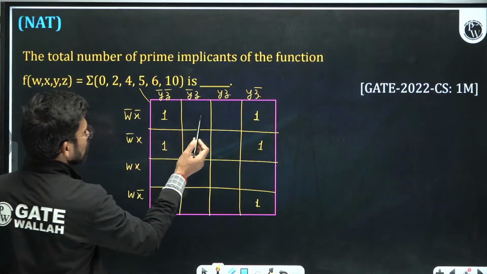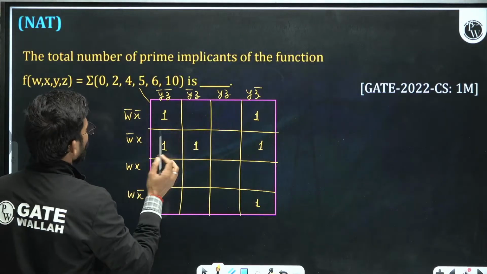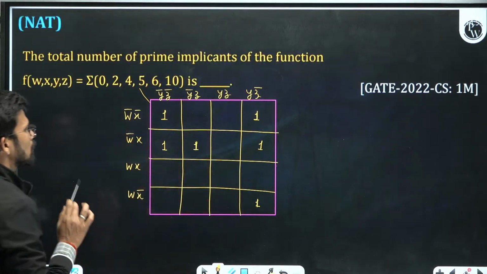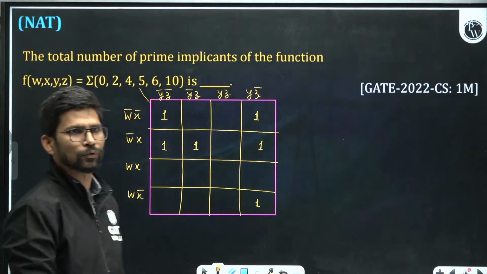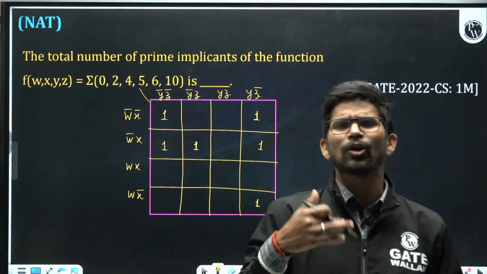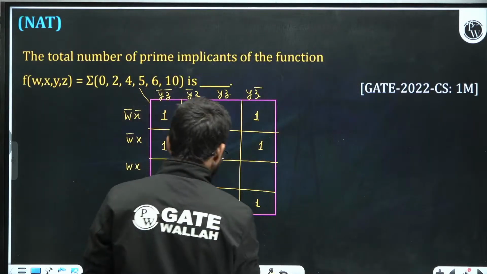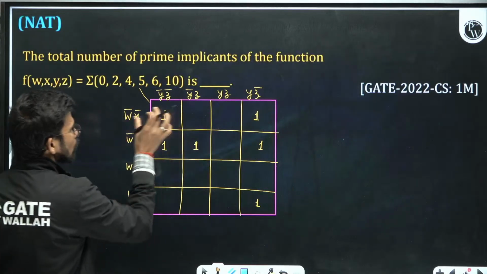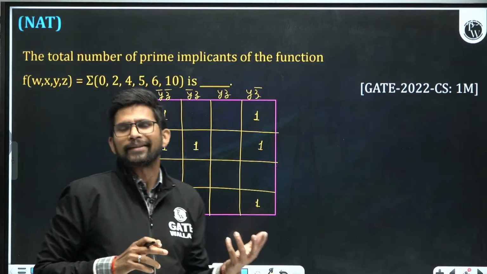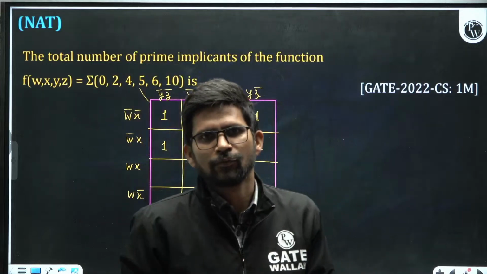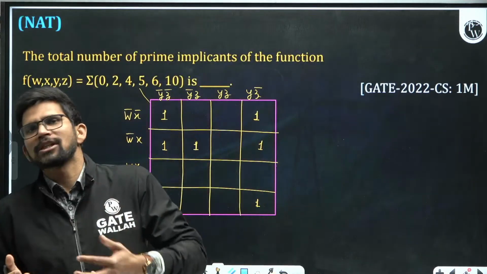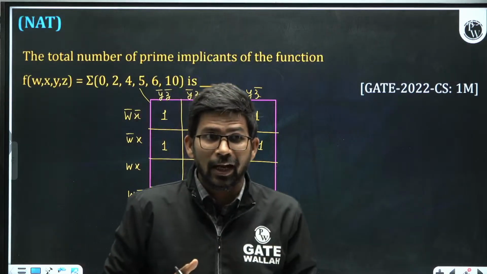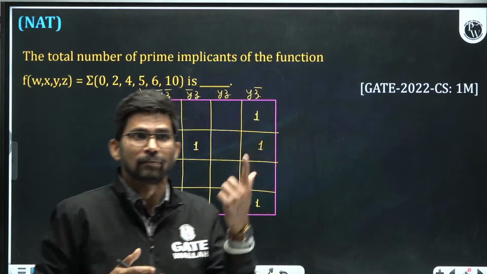So 0, 1, 2, 3, 4, 5, 6, 7, 8, 9, 10, 11. So only these terms are there. You need to find out the prime implicants. The groups which cannot be combined further are called prime implicants. Now, what is the possibility? You cannot form an octet here because there are only 6 ones. For an octet you need 8 ones. The best possible group is going to be a quad. If a quad is not possible, then we will go for a pair, and if a pair is not possible, we will go for a single term.